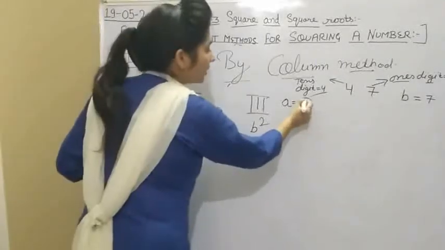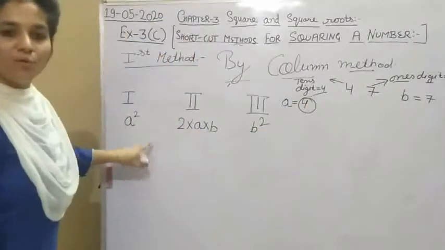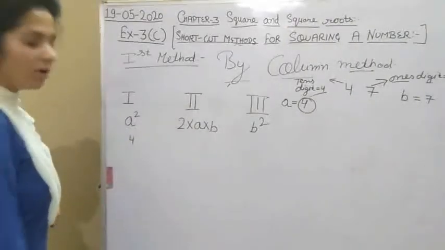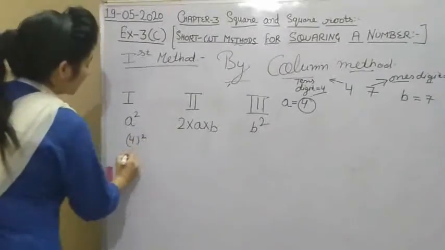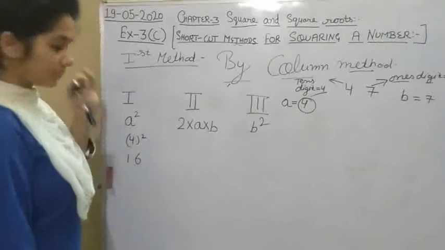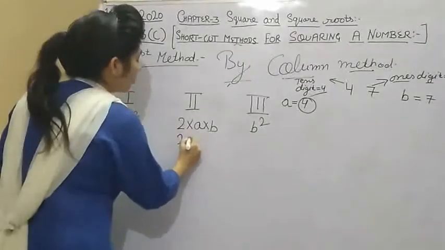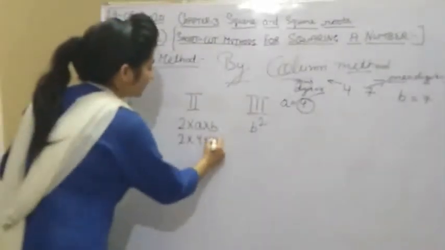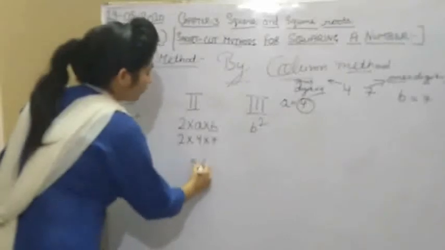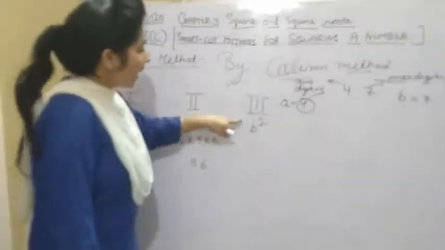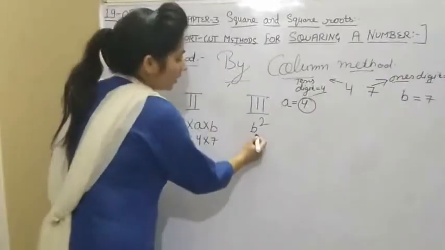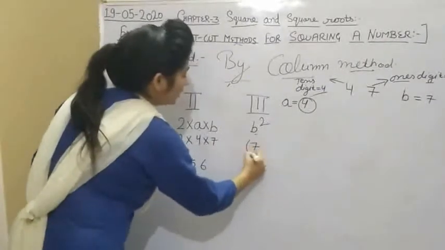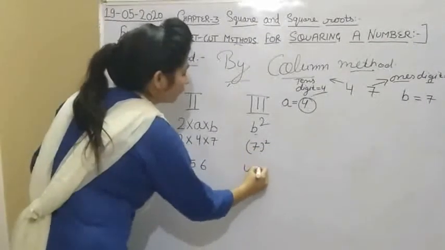As we know that the value of a is 4, in place of a we can write 4. 4 square is equal to 16. Same as 2 multiply, value of a is 4 and value of b is 7, that is equal to 56. And your third column is b square, value of b is 7. 7 square is equal to 49.